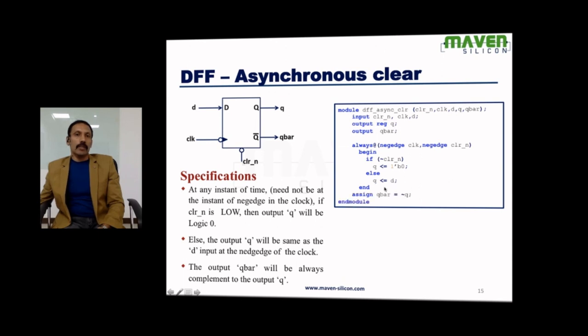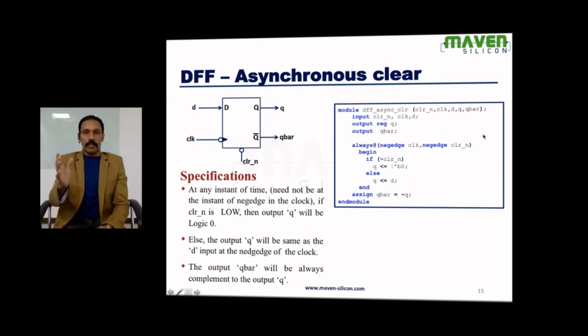Whenever Q changes, Q bar also changes. So Q bar equal to not of Q. So here one important point is the clear is asynchronous, so it has to be part of sensitivity list. And clear is active low, so it has to be negedge clear. It doesn't mean that clear is edge sensitive. Still it's going to be level sensitive.